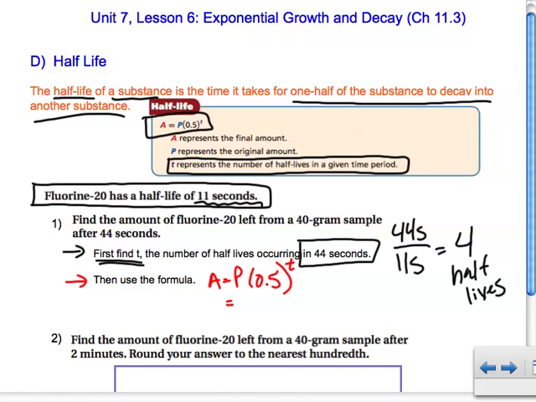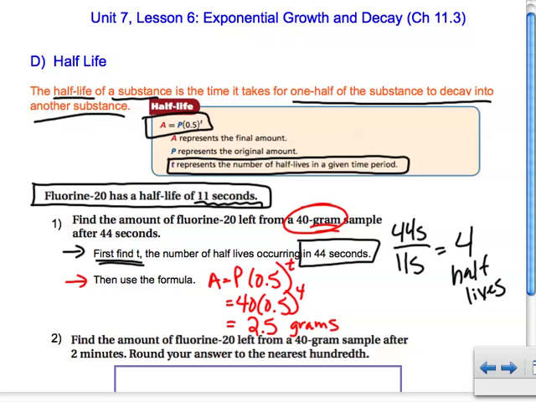So I'm going to plug in my original amount, which is 40 grams. And T is the number of half-lives, and mine was 4. Do some PEMDAS here. 1/2 to the 4th power multiplied by 40 will give me 2.5. You can see how quickly it will turn into something else if you're not careful. Now, I need a label on that because this is a real-life situation, so it's got to be 2.5 grams.